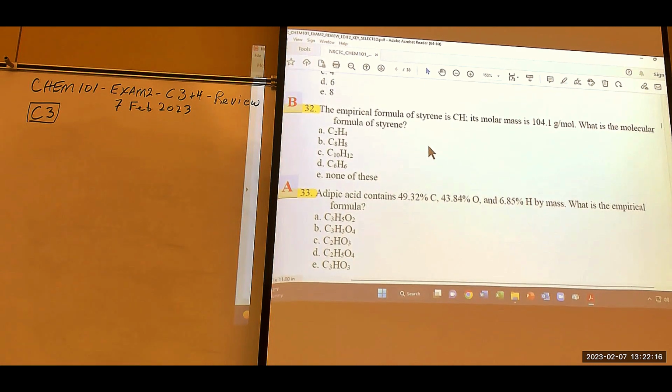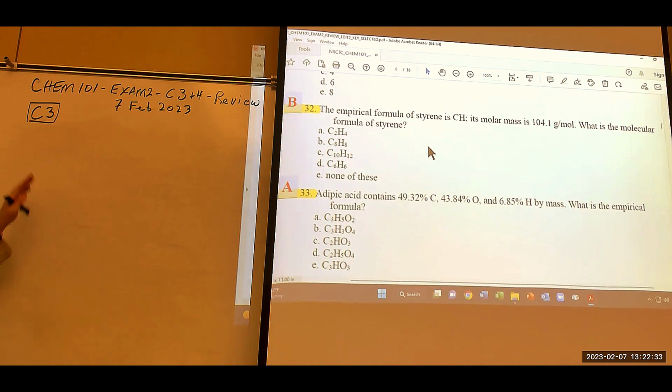Adipic acid contains carbon, oxygen, hydrogen. What's the empirical formula? That will eat up too much time to do that one. But you do it the same way we did for the earlier carbohydrate. You just put the percentages down here: carbon, hydrogen, oxygen.